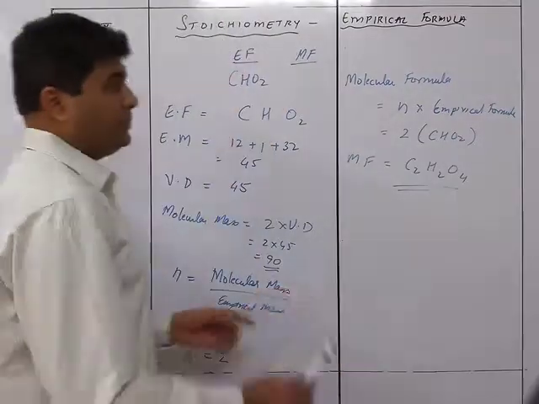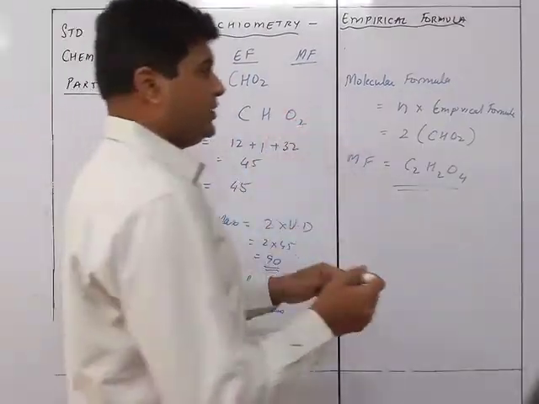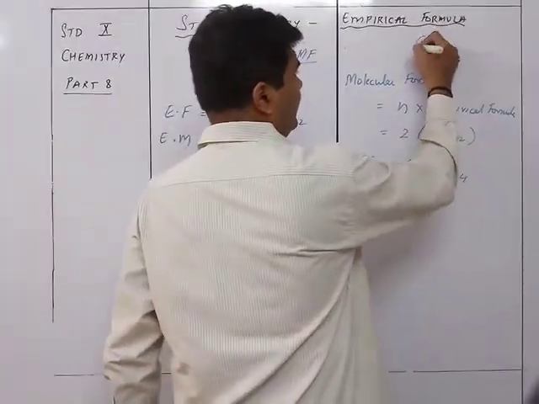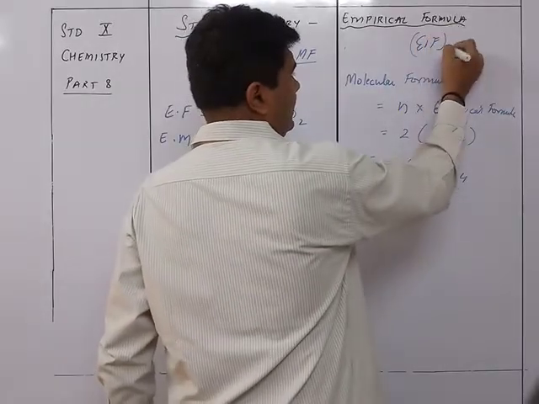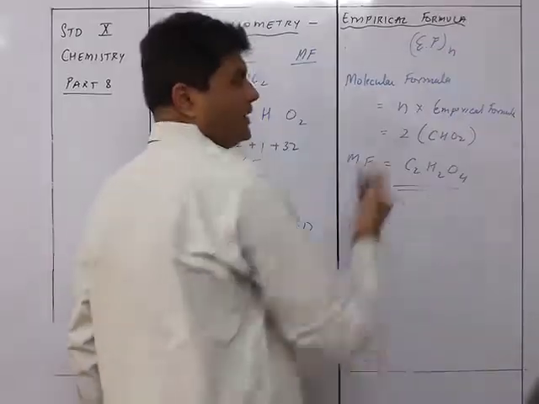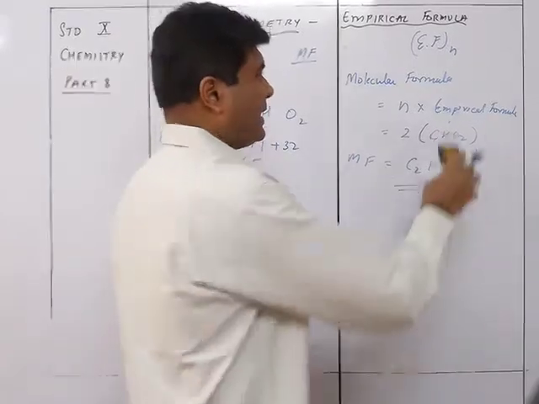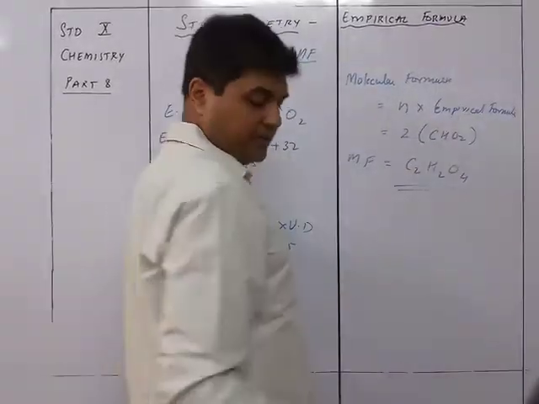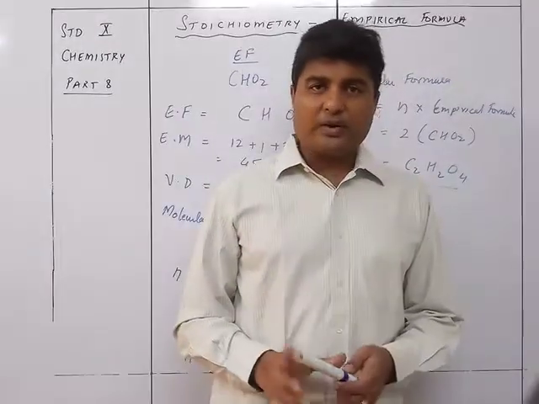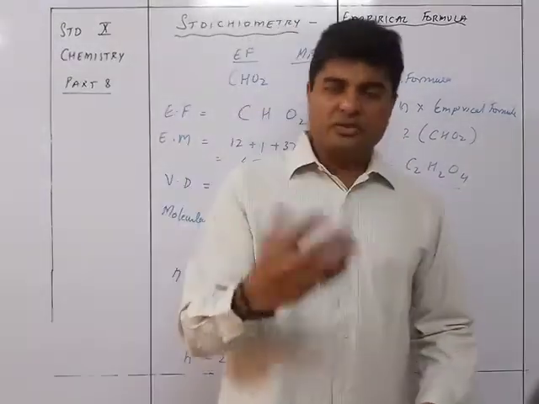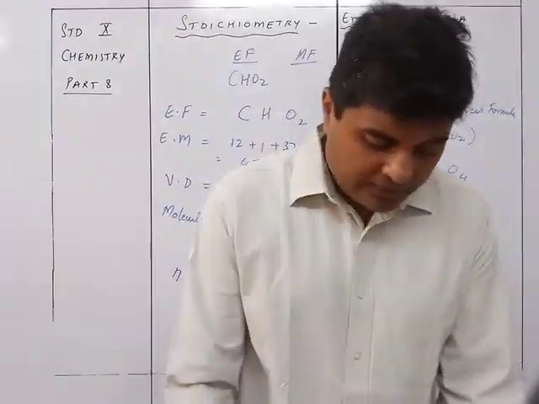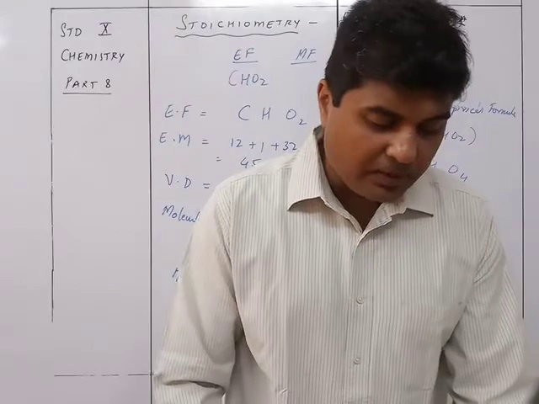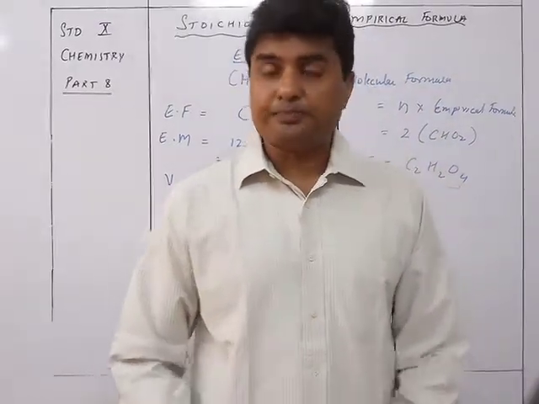So it is n into the empirical formula. You can write it that way, or you can write the empirical formula with n over here like this. It's your choice, doesn't matter at all. In the textbook they have given it that way, but it doesn't matter. You can always write the 2 outside also, that is also not a problem. So that is how you are calculating the molecular formula of that particular compound.